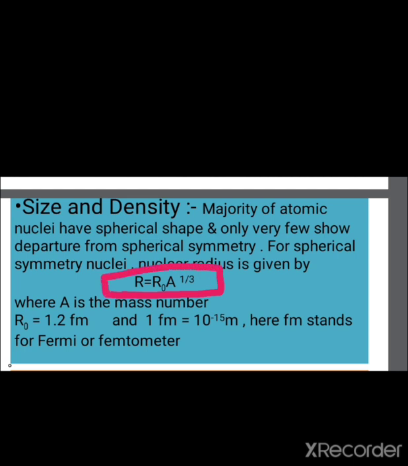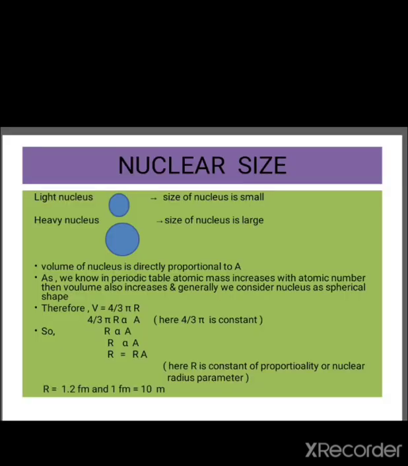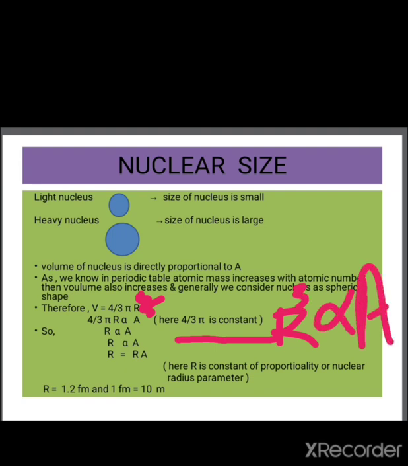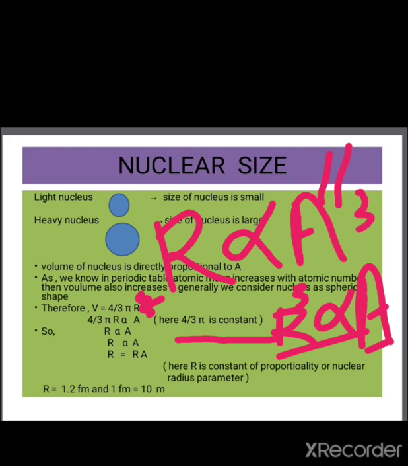How does this relation occur? Volume is given by 4/3 πr³. As volume increases with the mass number A, volume is directly proportional to A. So r³ is directly proportional to A, because 4/3 π is a constant. If r³ is directly proportional to A, then r is directly proportional to A^(1/3).